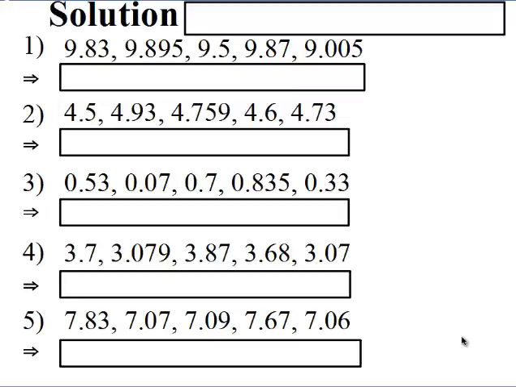Let's now look at the solution to our exercise. So in this exercise, we're to arrange in descending order. Descending order means from the biggest to the smallest. Looking at these fractions, they all have 9 each in their whole number part.